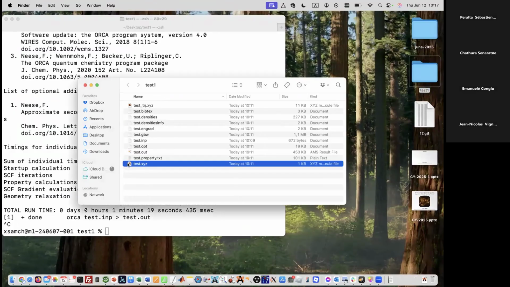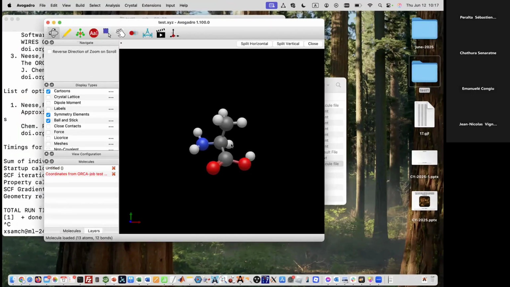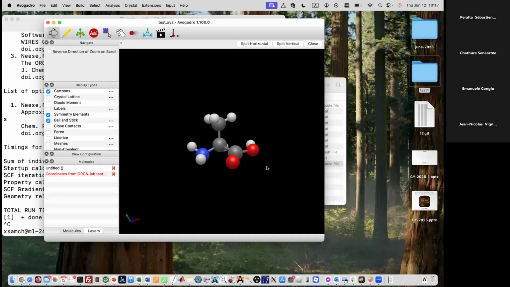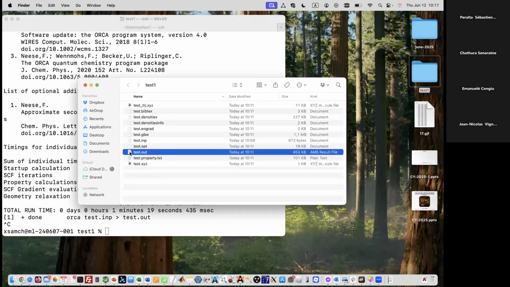Let me open it again. Here you can see the optimized structure, and of course you can look at the output file using Avogadro software.